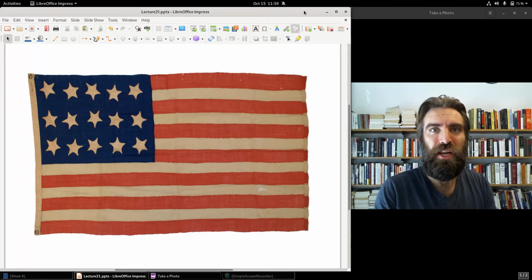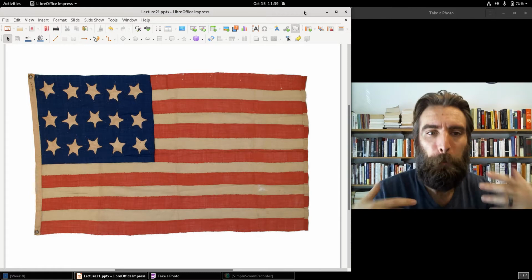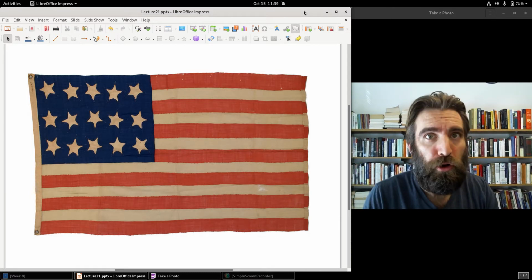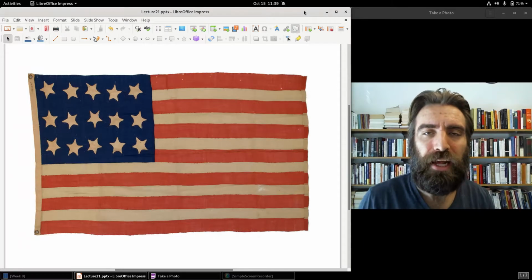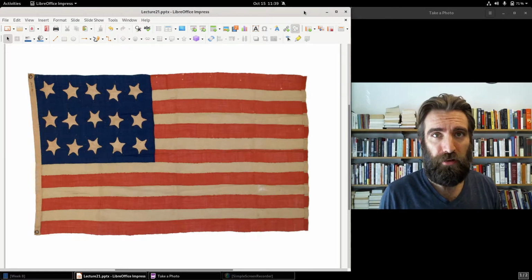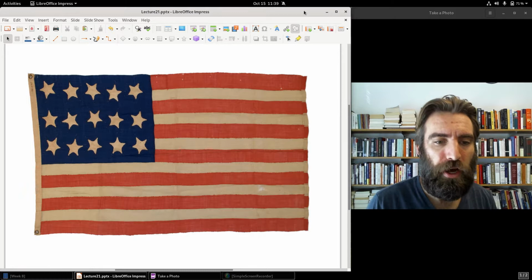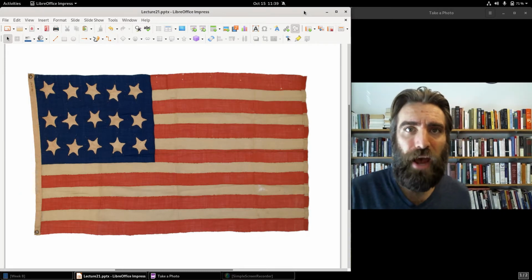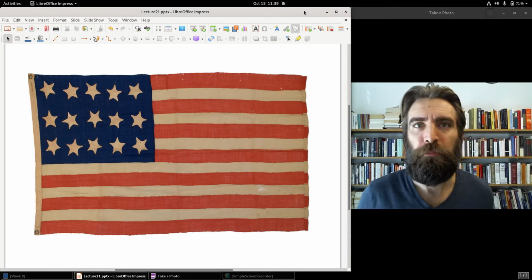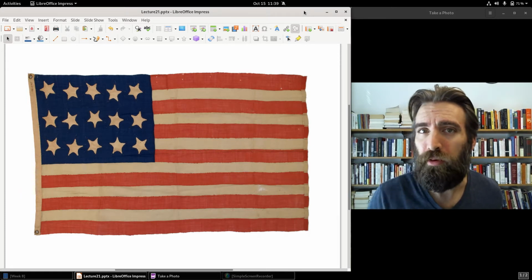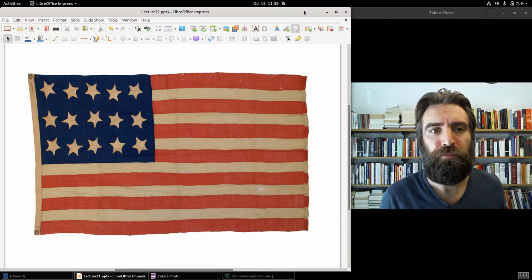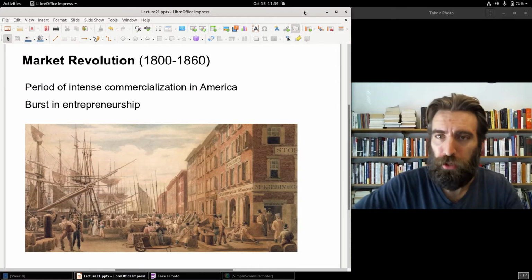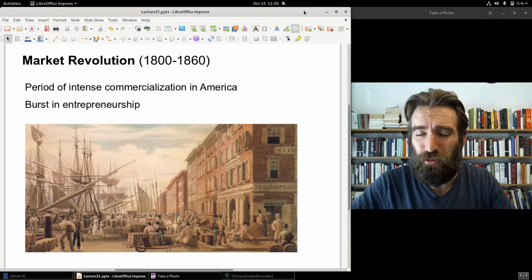Hamilton's vision of a decidedly commercial, industrial, proto-industrial, financial future of the United States ends up being quite prescient, because in the decades after the 1790s, the U.S. embarks on what historians have described as being a market revolution. The market revolution. And there I have approximate dates.